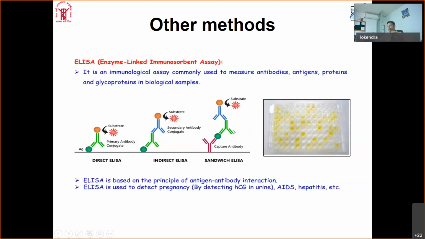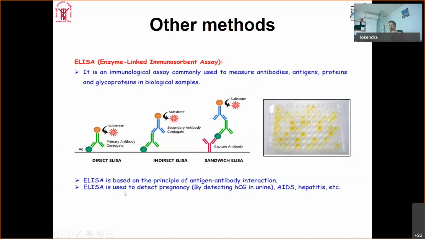So sandwich ELISA is a little bit complicated, but in direct or indirect ELISA, you can directly identify antigens which are attached to the surface. So these are basically the principle of antigen antibody interaction, and it is a typical image of an ELISA plate in which you see yellow color showing. In some of the cases the yellow color is too intense, in some of the cases maybe the yellow color is less intense. So based on their intensity, you can also quantitate how much of your target is present.